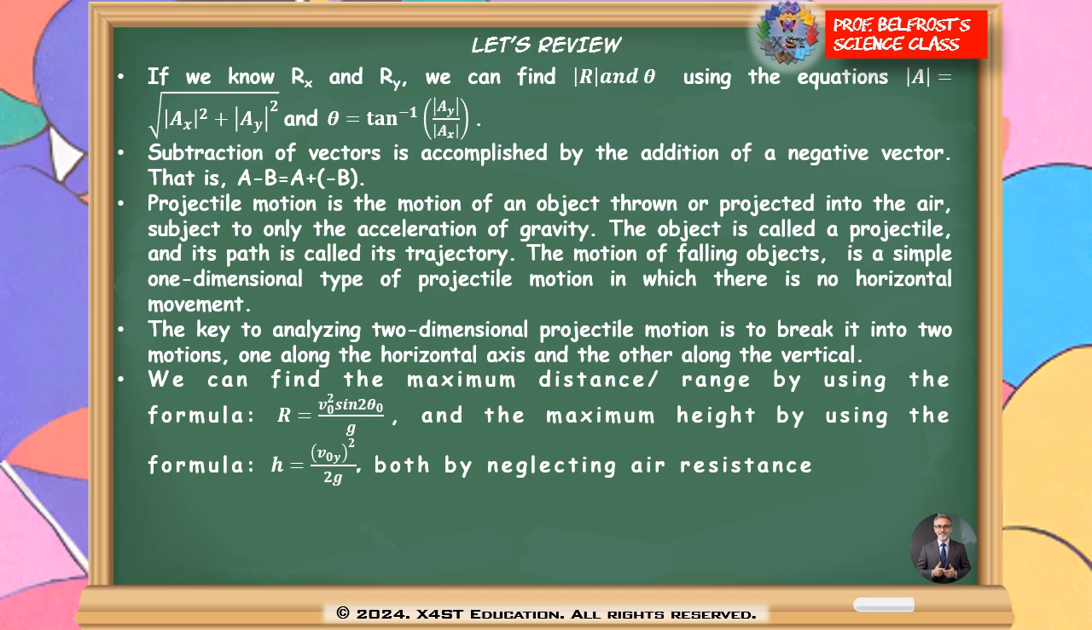Okay, so projectile motion is the motion of an object thrown or projected into the air, subject to only the acceleration of gravity, and the object is called a projectile, while the path is called the trajectory. The motion of a falling object is actually a one-dimensional type of projectile motion in which there is no horizontal movement. So the key to analyzing two-dimensional projectile motion is to break it into two motions, one along the horizontal, one along the vertical axis. And you can find the maximum range and maximum height by using the formulas stated in the slide, neglecting air resistance here.